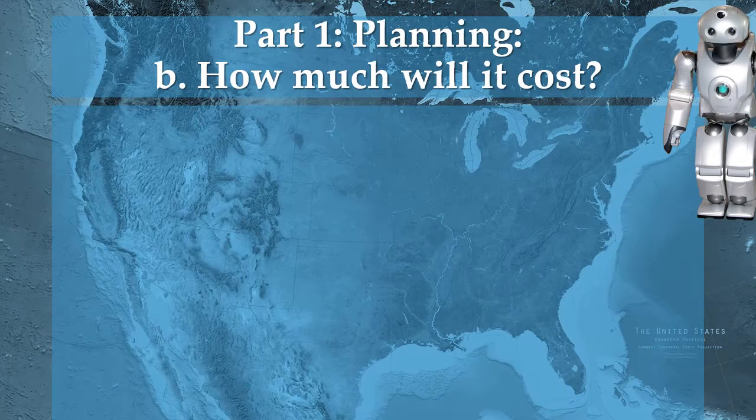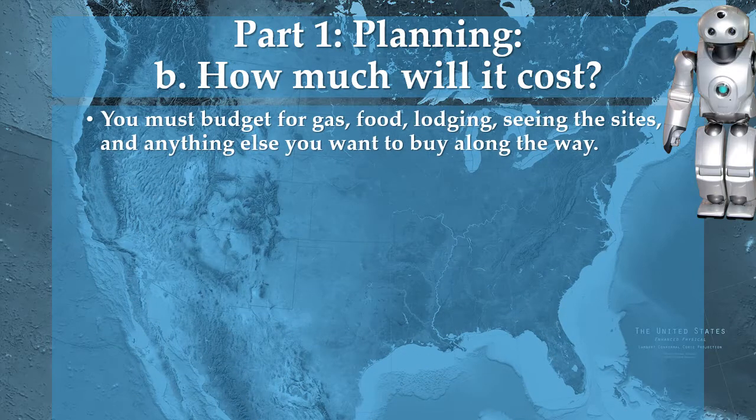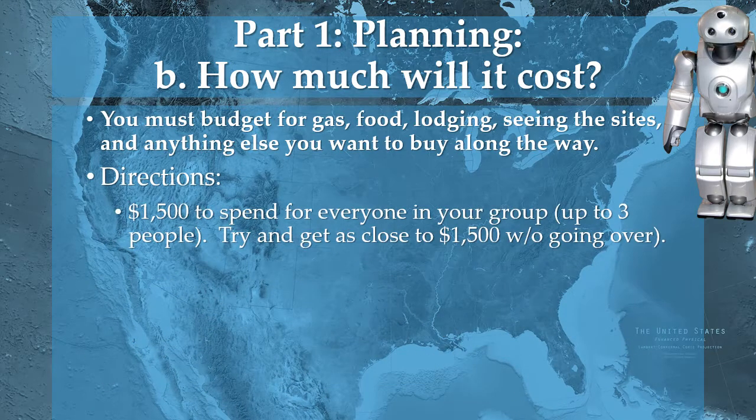So, part one, planning. How much will it cost? You've already completed step A, which is determining where you're going to go. Now we need to figure out the cost. So here are some shortcuts. You must budget for gas, food, lodging, seeing the sights, and anything else that you want to buy along the way.